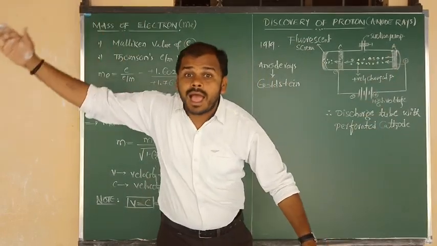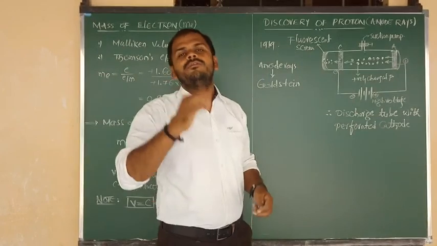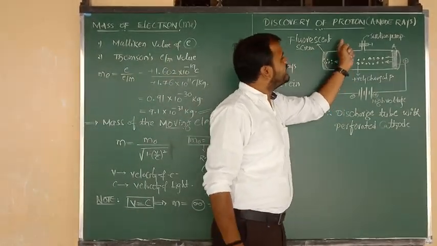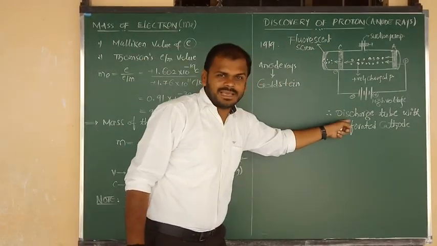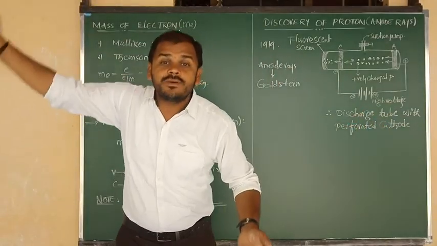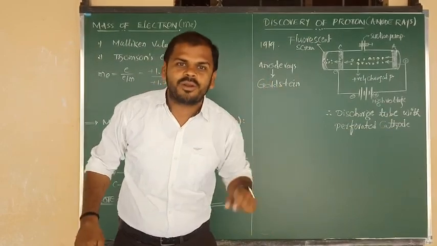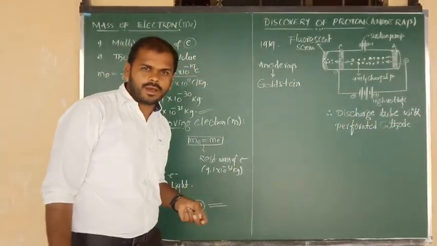But in the electron discovery we took a perforated anode. Here we have to take a perforated cathode, nothing but a cathode containing holes. So the name of the experiment is discharge tube with perforated cathode. What about the discovery of the electron? Discharge tube with perforated anode, and here it is a perforated cathode. Okay, all of you?